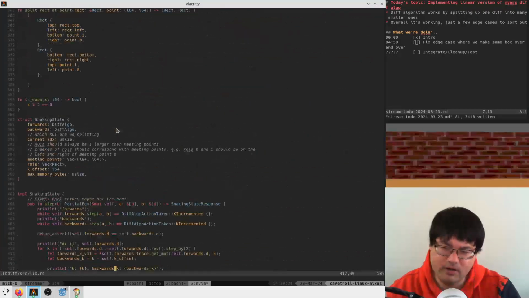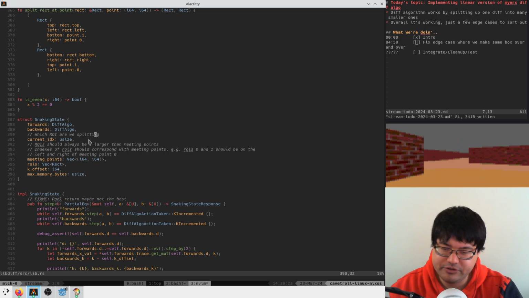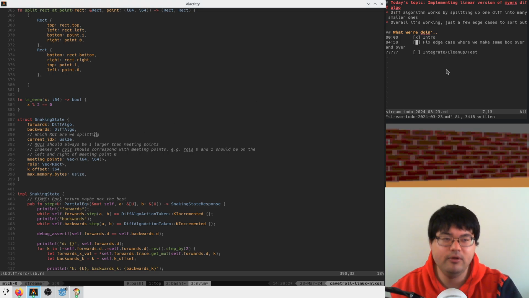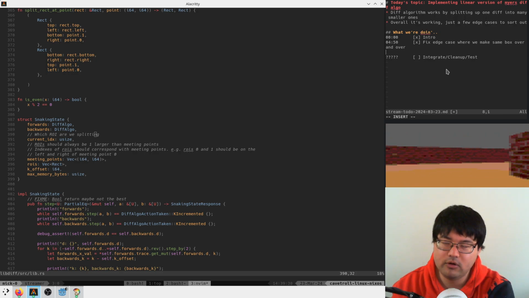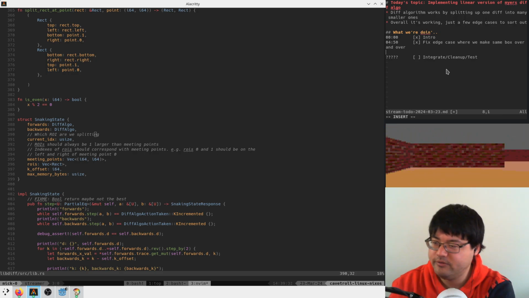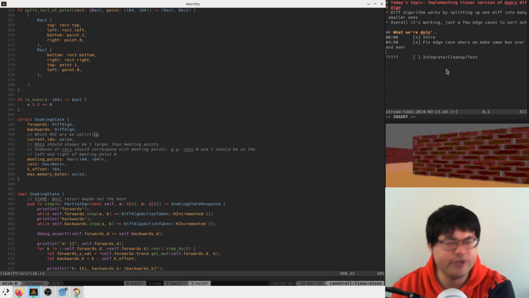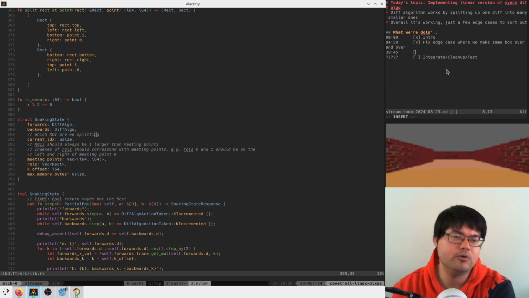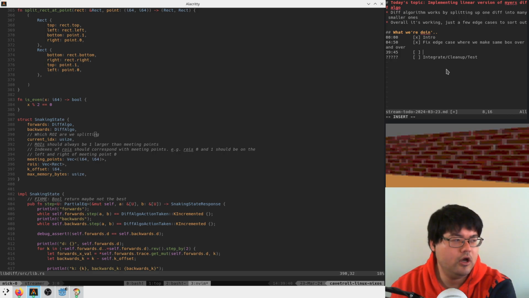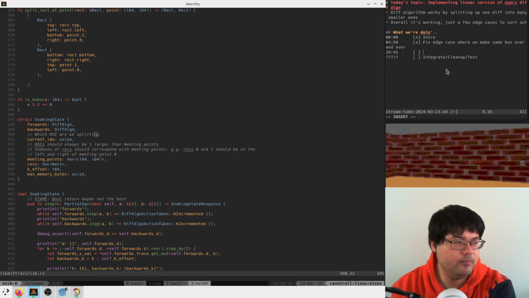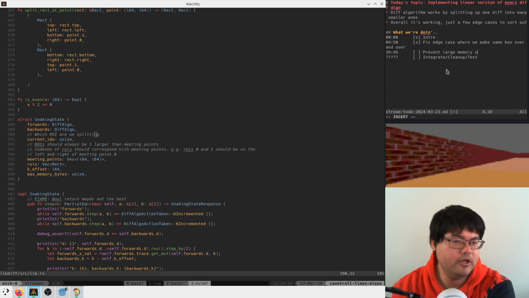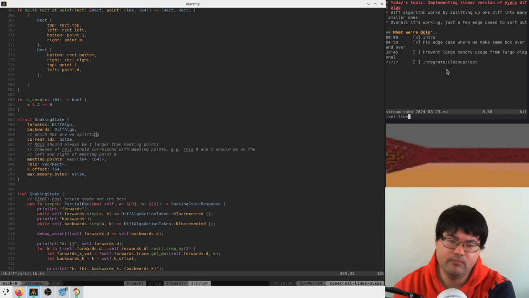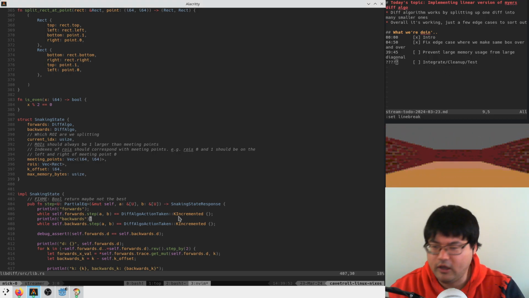I was trying to figure out how to structure this so that large diagonals don't end up causing large memory usage. So let's call that a new section. So here we're trying to prevent large memory usage from large diagonal.